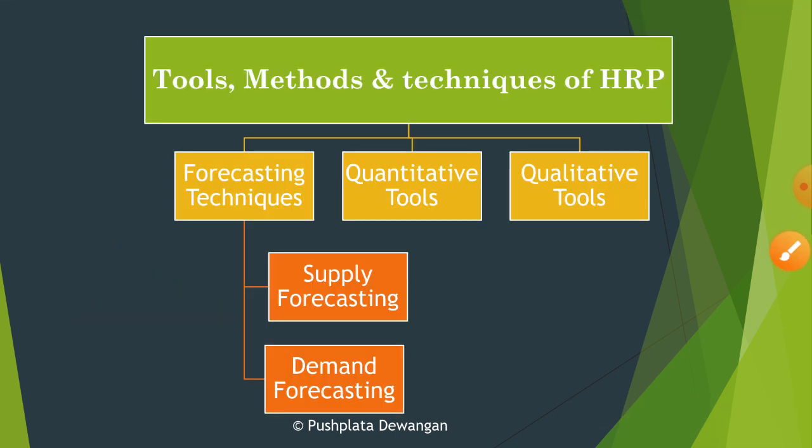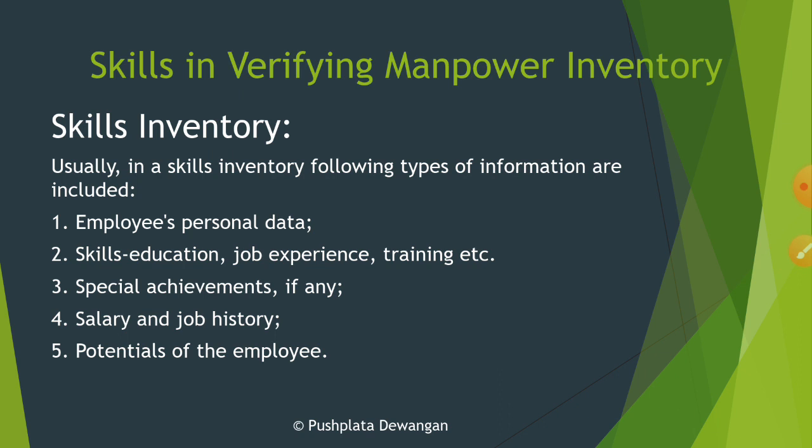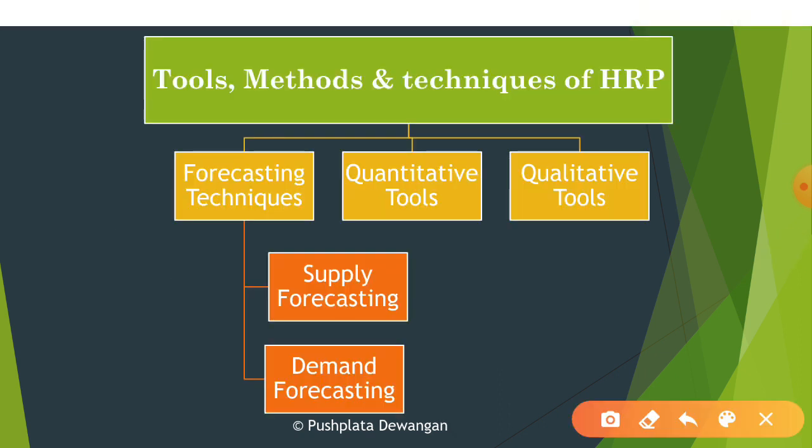Next we are going to study the tools, methods and techniques of human resource planning. The first technique is the forecasting technique, the second is the quantitative tools, and the third one is the qualitative tools. The forecasting techniques are classified under two categories. The first one is demand forecasting and the second one is supply forecasting.